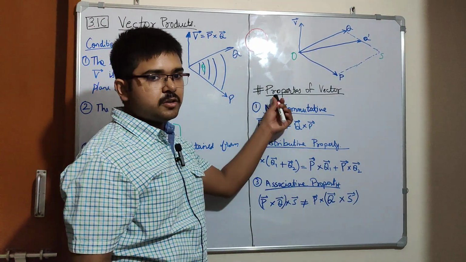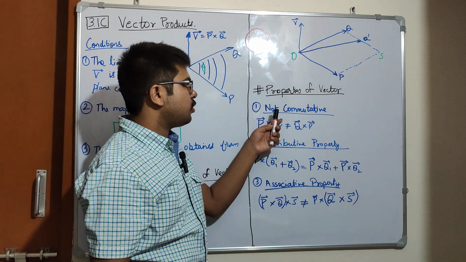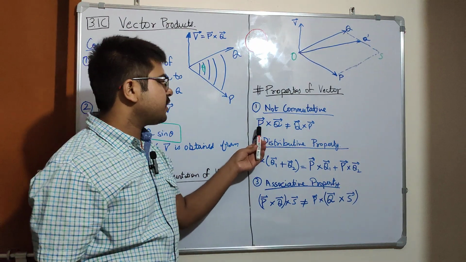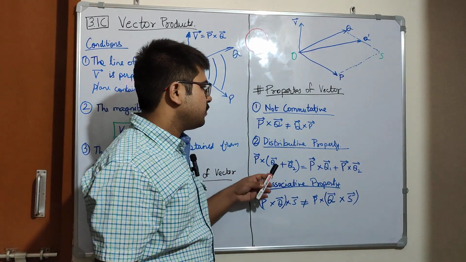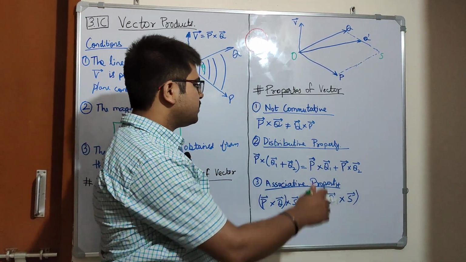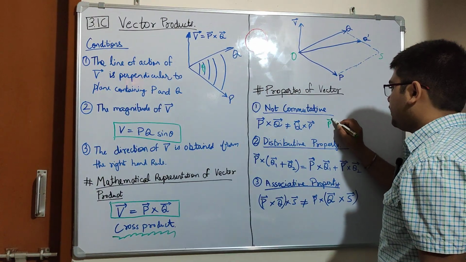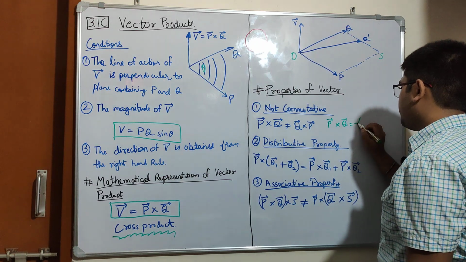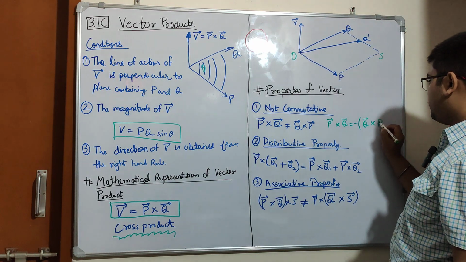Now we will come to properties of vector products. So the very first property is that it is not commutative. Not commutative means p vector cross q vector is not equal to q vector cross p vector. And if we have to equate both sides, we have to multiply one side by minus. That is, p vector cross q vector equals minus q vector cross p vector.